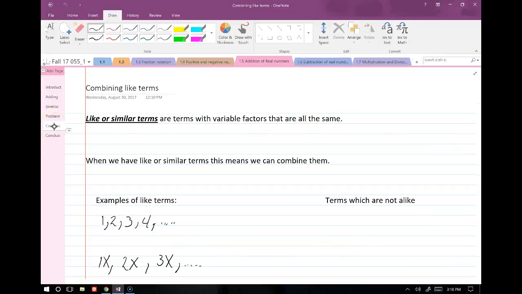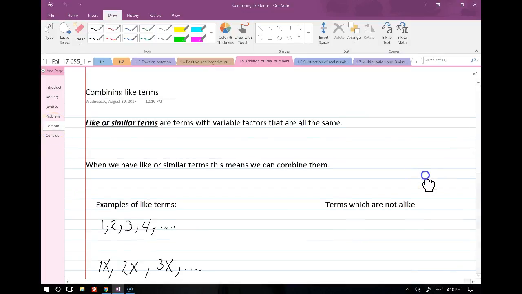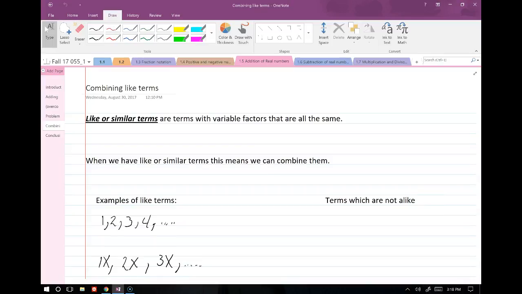All right, so combining like terms. What does it mean to be a like or similar term? That means you have the exact same variable factor, right? All your variable factors are the same. And what I mean by a variable factor is, when we say 3x, the x is the variable factor. When we say 10y, the y is the variable factor. The difference between constants and variables: the 10 is the constant, the y is the variable.